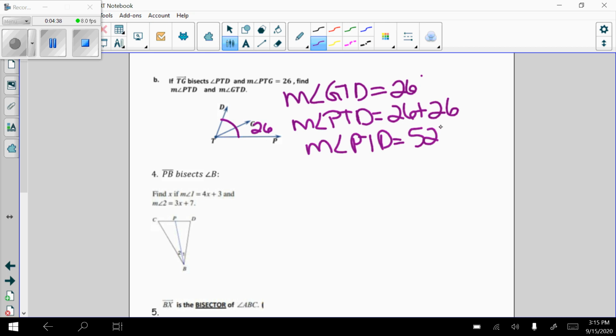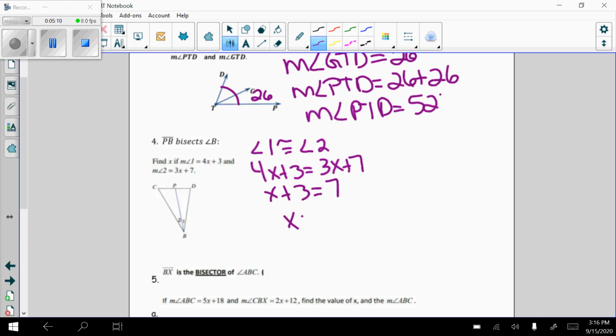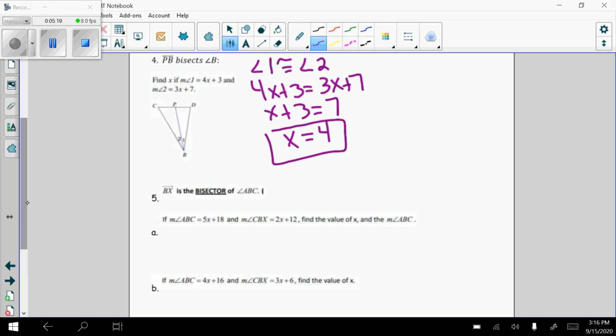Number 4, they tell me that segment PB bisects angle B. So therefore, I know that angle 1 and angle 2 are congruent. It says find x if the measure of angle 1 is 4x plus 3 and the measure of angle 2 is 3x plus 7. Again, I know that angle 1 is congruent to angle 2 because of the bisect. So then I just set them equal. 4x plus 3 equals 3x plus 7. Get all of my x's on the same side, so subtract x over. So then I have x plus 3 equals 7, x equals 4. And that's all that they asked me to find, was to find x. No angle, no degree sign.